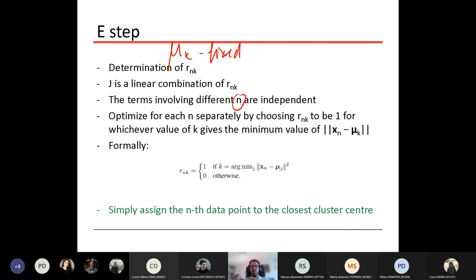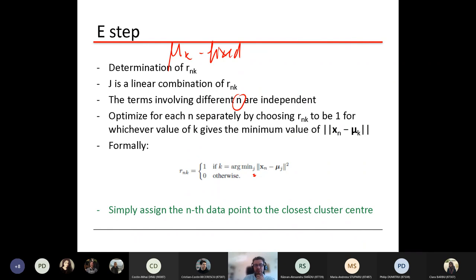Actually, we see that we have a distance that we want to minimize. And because we have a distance that we want to minimize, and due to the fact that r_nk is a one-hot encoding, we should put this value equal to 1 for the minimum distance. So for each point n, we need to assign it to the minimum distance, the one to the closest centroid. We compute the distance for all the centroids j, and we put r_nk to 1 for the closest centroid. For all the other ones, we put it equal to 0 because we need to have a correct one-out-of-K encoding.